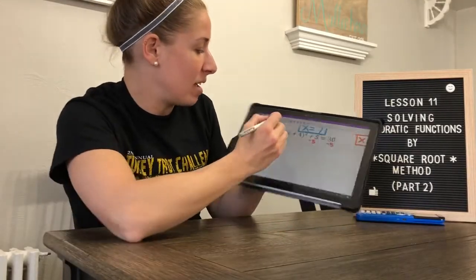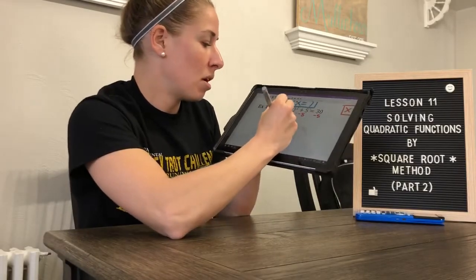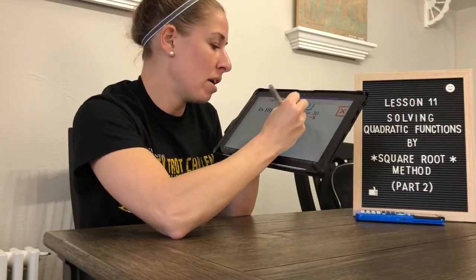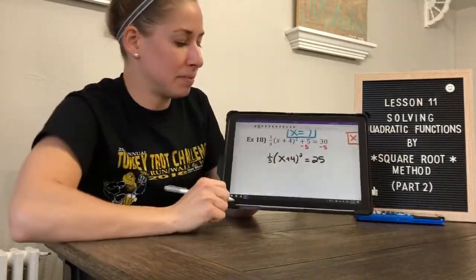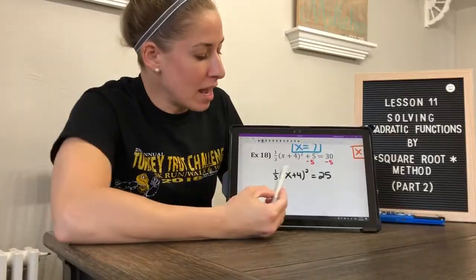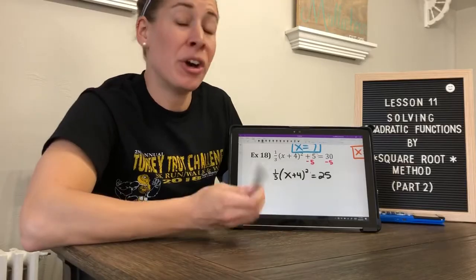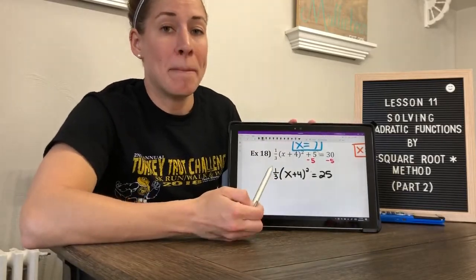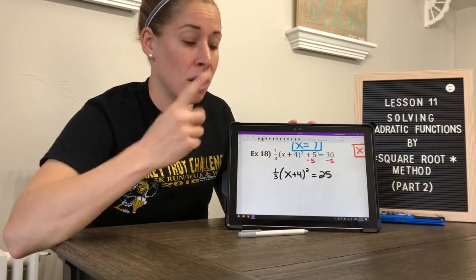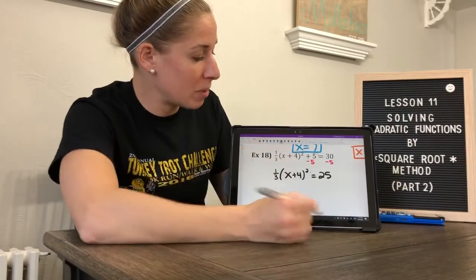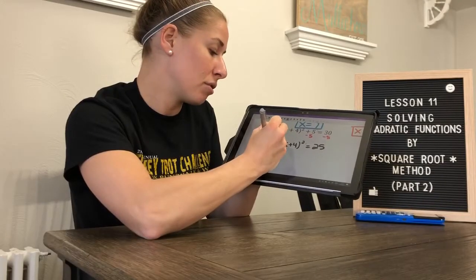30 minus 5 is 25. So we have 1/3 times the quantity x plus 4 squared. We're subtracting 5 from both sides to get 25. Okay. Next, it's 1/3 times this whole quantity squared. So to undo that, we could divide by 1/3. But remember, dividing by a fraction is the same as multiplying by the reciprocal. So if we were to multiply by the reciprocal of 1/3 is 3/1, or just 3.